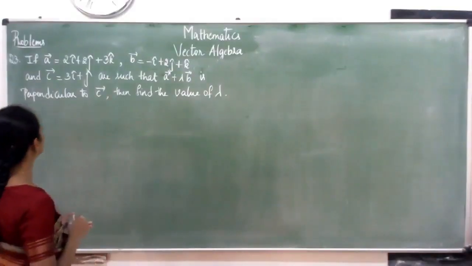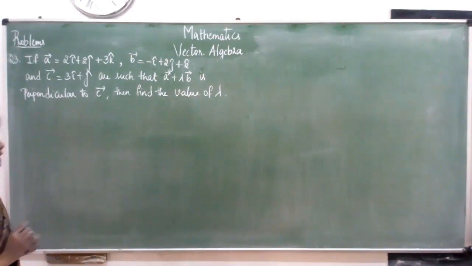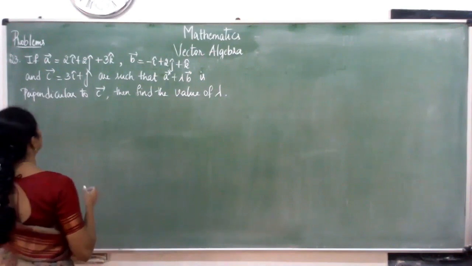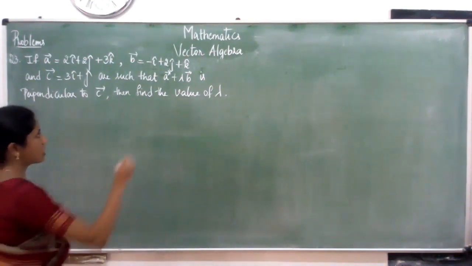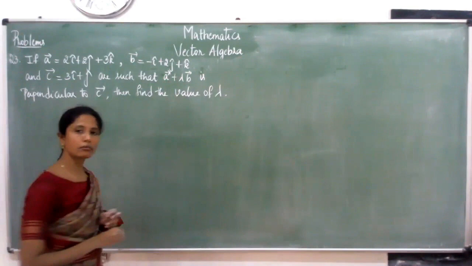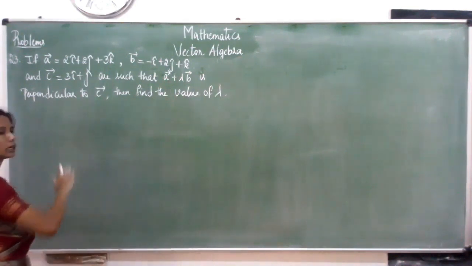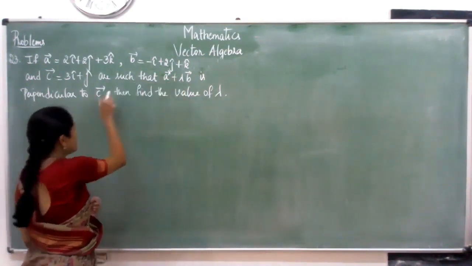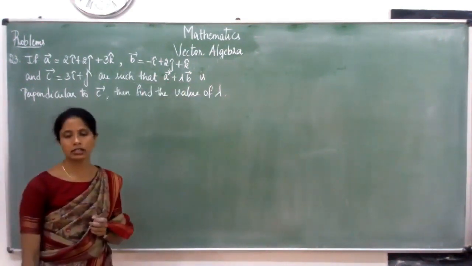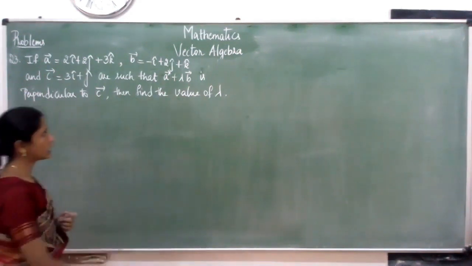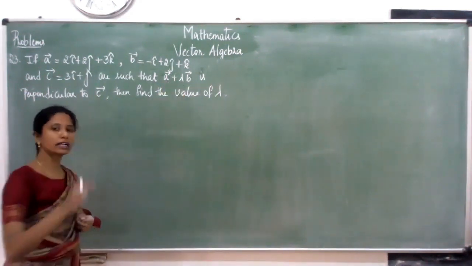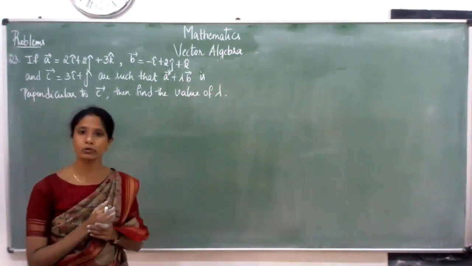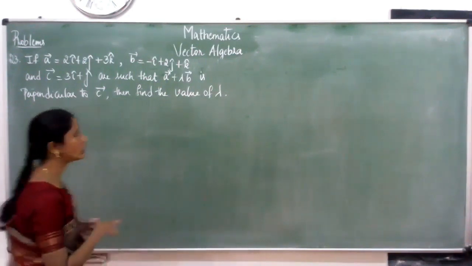Next problem. They have given three vectors, vector A, vector B and vector C. And they are telling that the three vectors are such that vector A plus lambda times vector B is perpendicular to vector C. So they have already given that this vector is perpendicular to vector C. What does this imply? This implies that the dot product between vector A plus lambda times vector B and vector C is equal to 0. They have given that it is perpendicular.